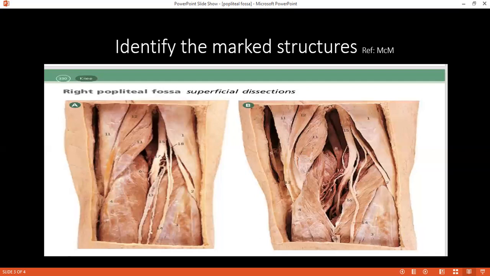Very good. Can you identify number 11, please? Number 11 is semimembranosus. Very good. And if you can identify number 4 over here. Number 4 is the medial head of gastrocnemius. Very good. Can you tell me how the knee joint is formed?